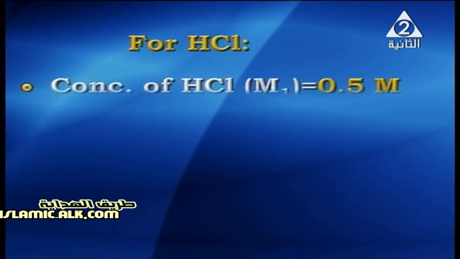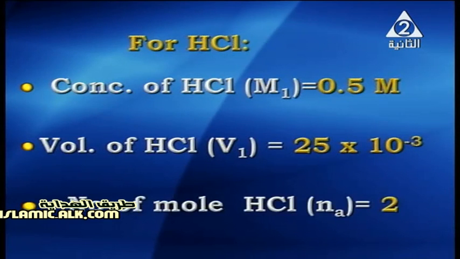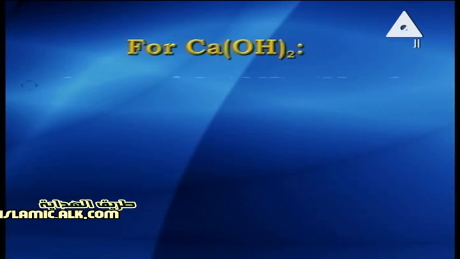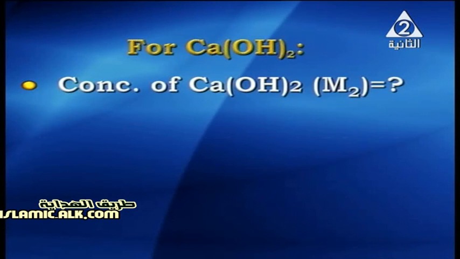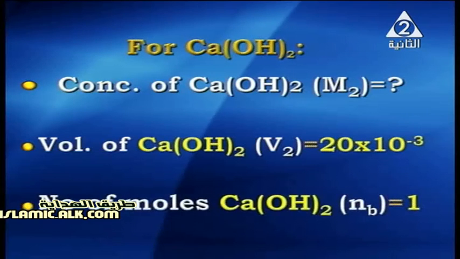So for HCl, hydrochloric acid, concentration equals 0.5 molar. Its volume equals 25 times 10 to the power negative 3 to convert it to liter. And the number of moles in the equation equals 2. For the calcium hydroxide, concentration is unknown. And the volume of calcium hydroxide V2 equals 20 times 10 to the power negative 3. And the number of moles in the equation equals 1.